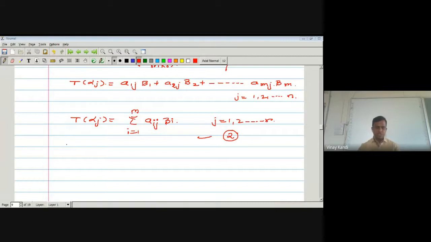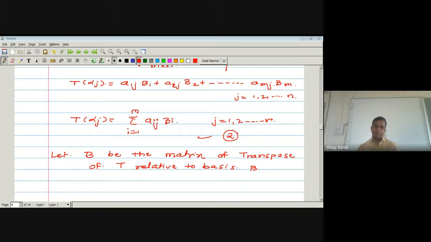Now let B be the matrix of the transpose of the linear transformation T relative to the bases beta 1 star and B star.